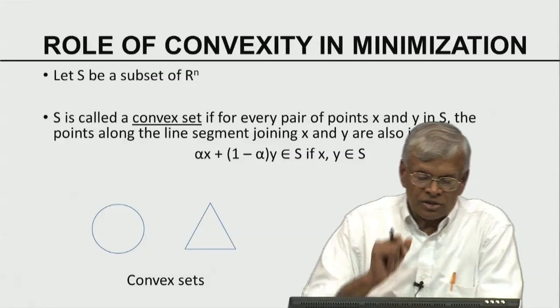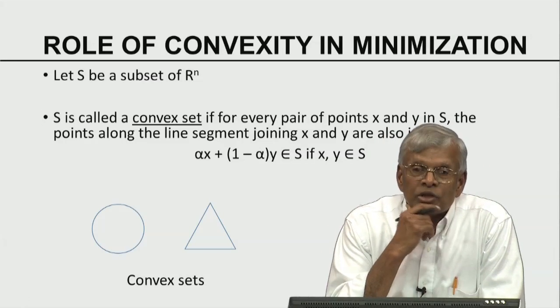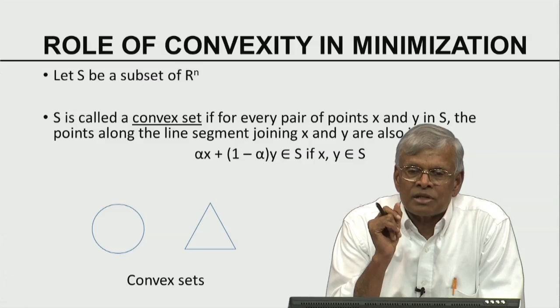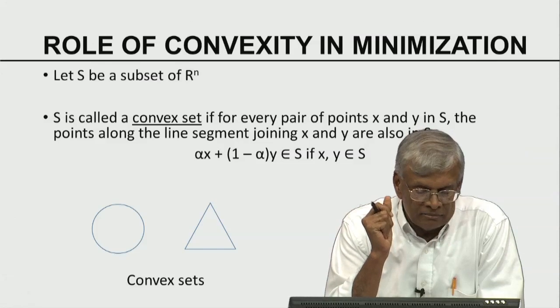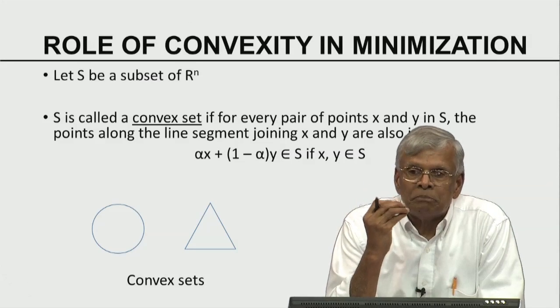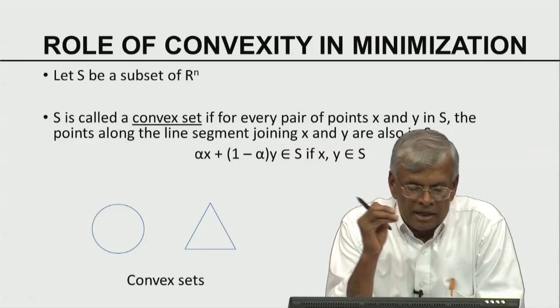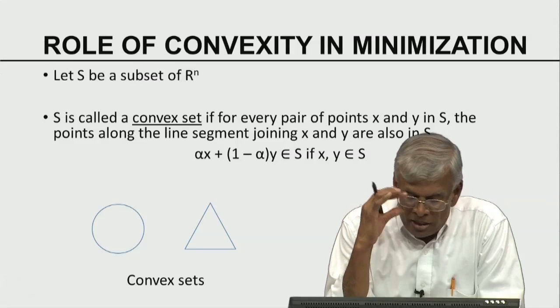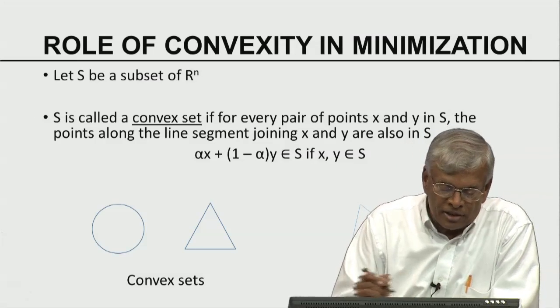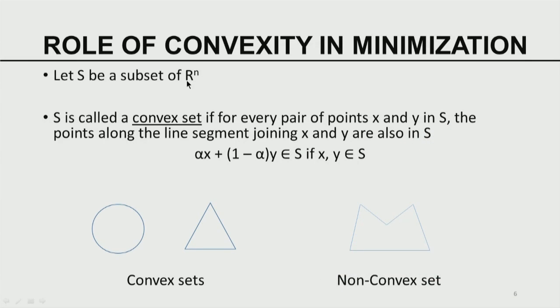The next one is the notion of convexity. Convexity and optimization are intertwined, and I would like to bring about the beauty of the role of convexity, the notion of convexity in optimization. So it takes a little bit of a definition. So let S be a subset of Rn.